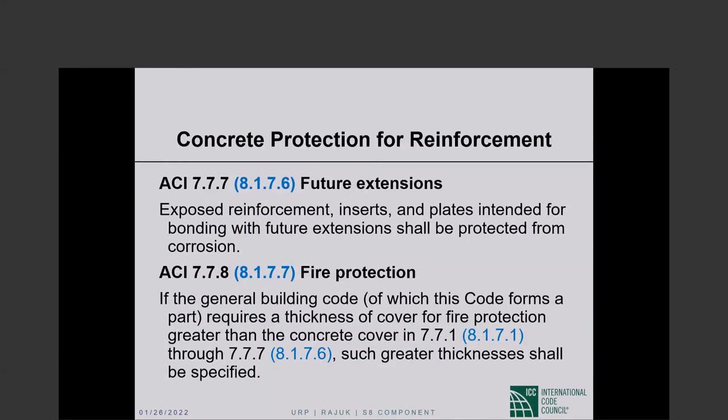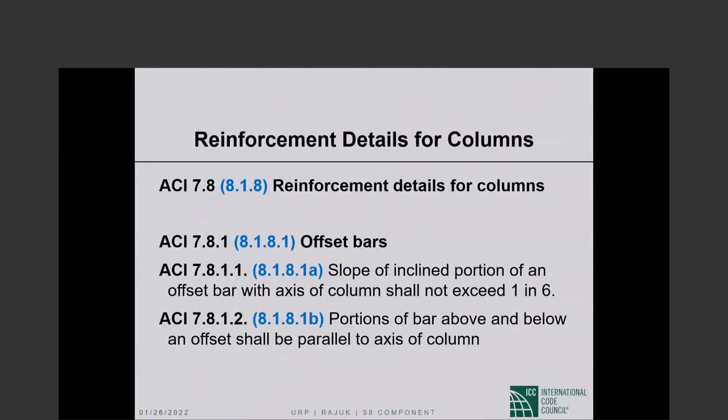Fire protection. The fire protection requirements are not in ACI 318. So we are discussing concrete and ACI 318. Fire resistance requirements are in the building code in the US. That would be based on the International Building Code. You have fire resistance requirements in BNBC 2020, and in your case, the General Building Code is BNBC 2020. Okay. So in the General Building Code, of which this code, meaning 318, forms a part, if the General Building Code requires the thickness of cover for fire protection greater than the concrete cover in the table, then you will provide the greater cover, whatever is required for fire resistance.